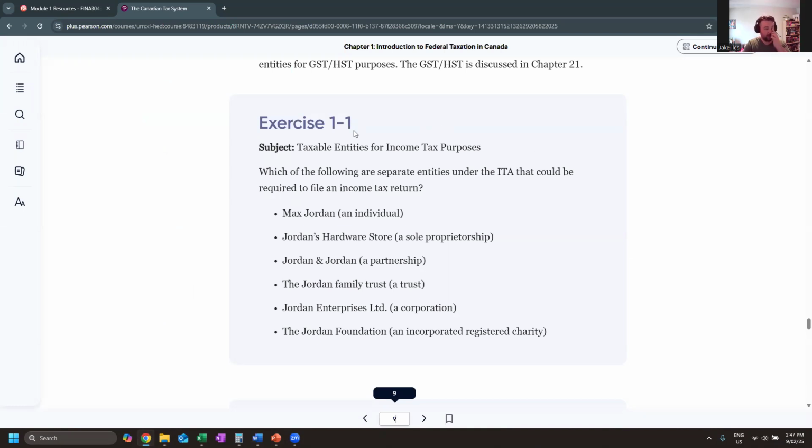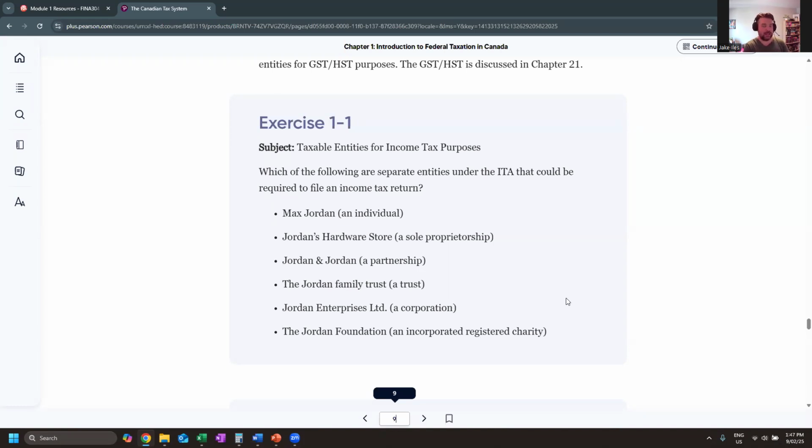So exercise 1 in chapter 1 is talking about taxable entities for income tax purposes. So we have 6 entities here. We have Max Jordan, an individual. Max owns a hardware store that he runs as a sole proprietorship. There's also a partnership, Jordan and Jordan, that perhaps he runs with his family or a sibling. And the Jordan Family Trust, a trust that's constructed and the beneficiaries are Max Jordan and the rest of his family. Jordan Enterprises is a corporation, and then we have the Jordan Foundation, a registered charity. So here's 6 types of entities.